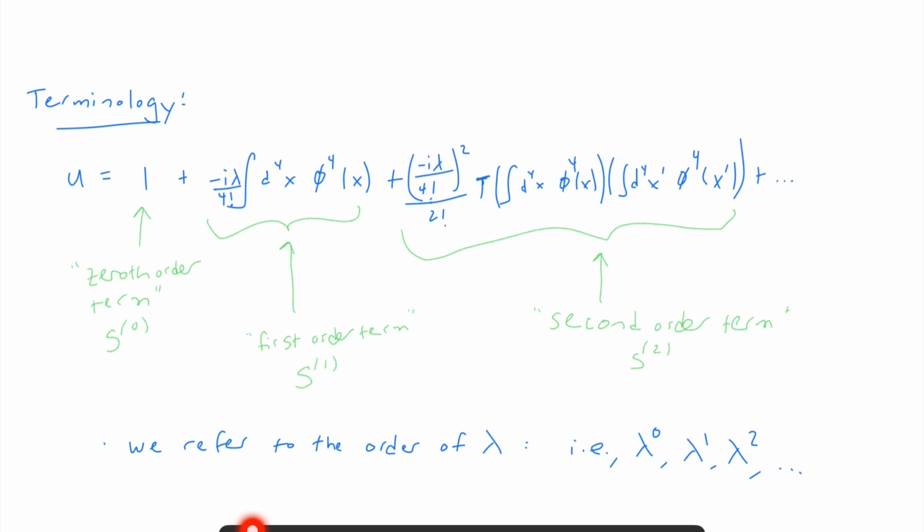What these orders refer to, 0, 1, and 2, are the orders of lambda. Lambda here is not included, so technically that's lambda to the 0. Lambda here is included, but just to the first power, so that's why I call it the first order term, S superscript 1. And lambda here will be squared, that's why it's called the second order term, so on and so forth. That's just some basic terminology.